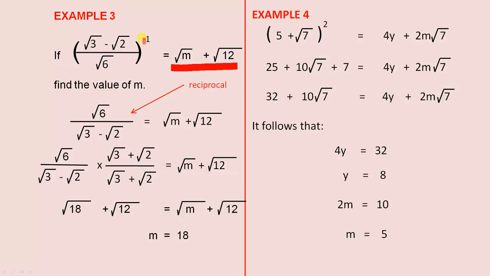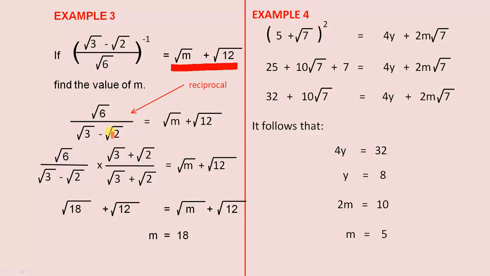Now all we do, to the power of minus 1, that's just the reciprocal. So here is the reciprocal. All we do is turn this fraction here upside down. That gives us the reciprocal, so there it is. The right hand side remains the same.